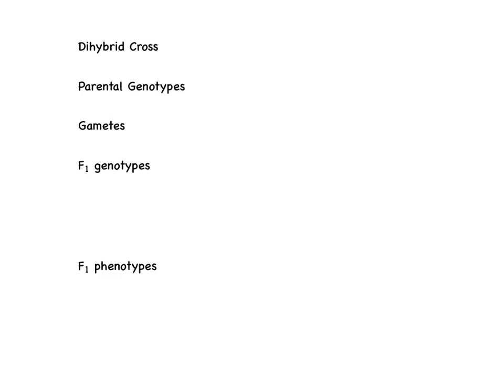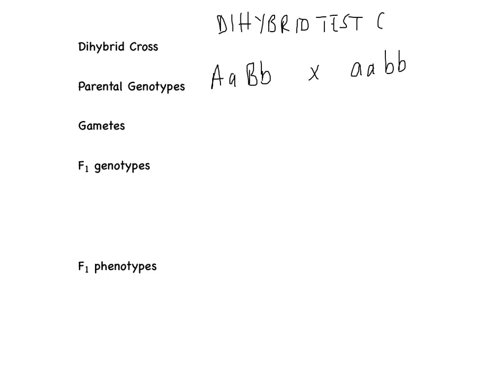I'm going to work through a dihybrid test cross using A and B as my example. So in this case, I'm going to have my parental genotypes of big A, big B, little b, and they're going to cross with the homozygous recessive, little a, little b. We would call this a dihybrid test cross, because the results will tell us whether the parental, this one, is homozygous or heterozygous.